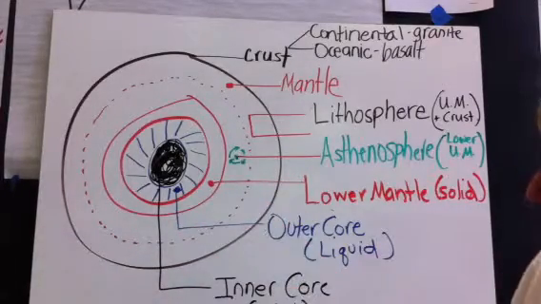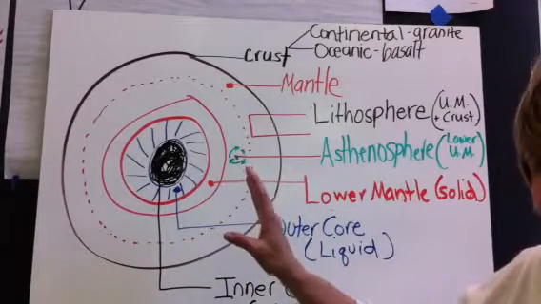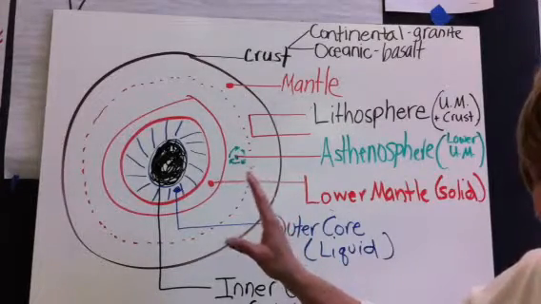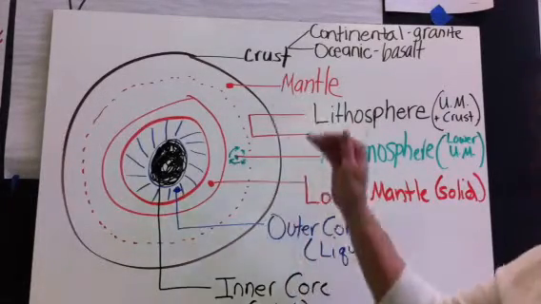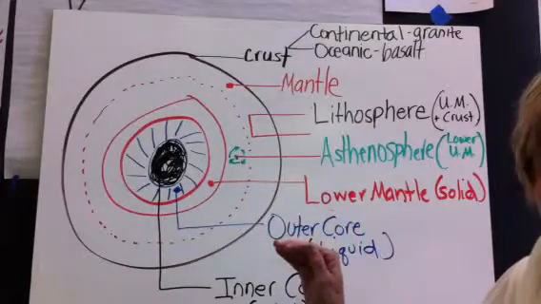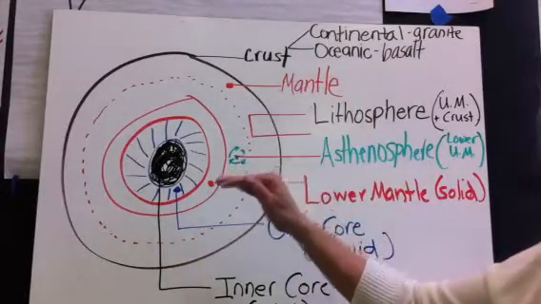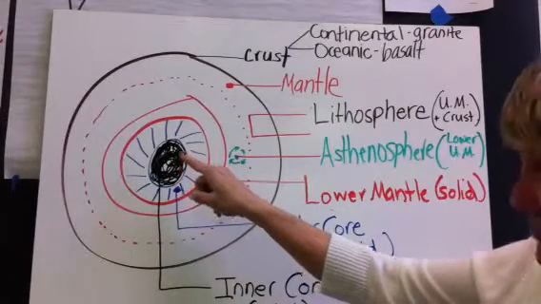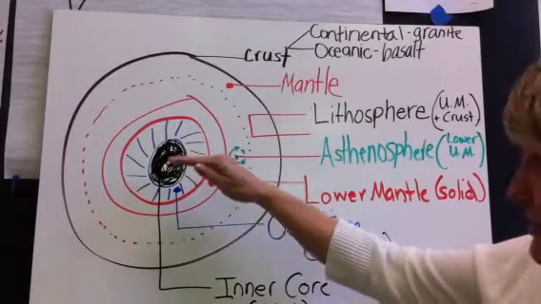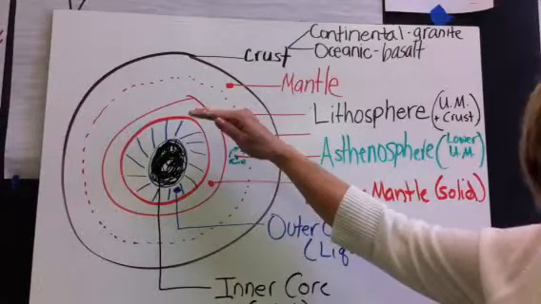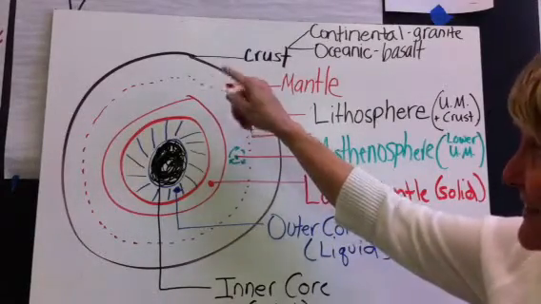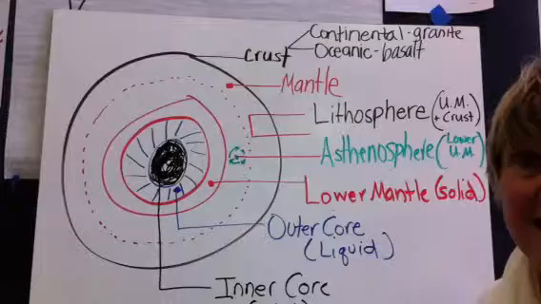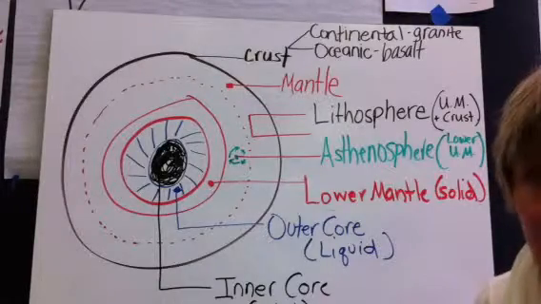But anyway, when we talk about Earth's layers, current scientific belief is that the layers formed according to density, with the most dense material being in the center of the Earth. And as we go out from the center, the layers are less and less dense till we get to the crust, which is the least dense of all.